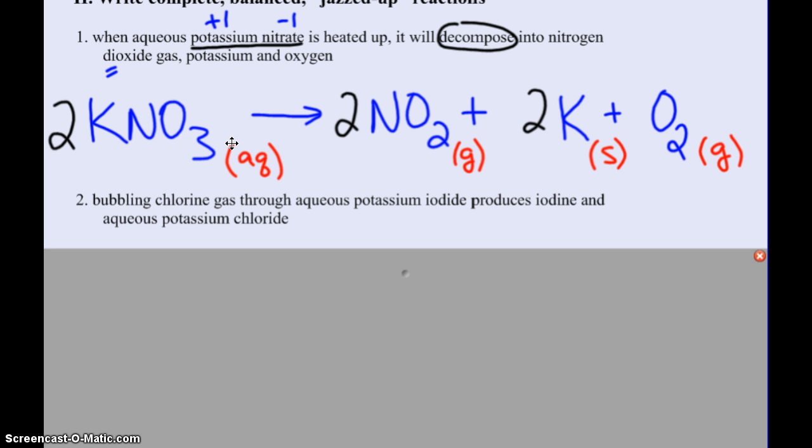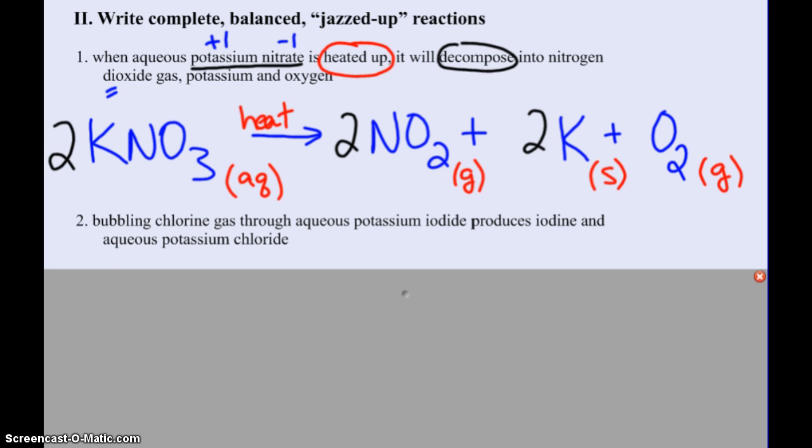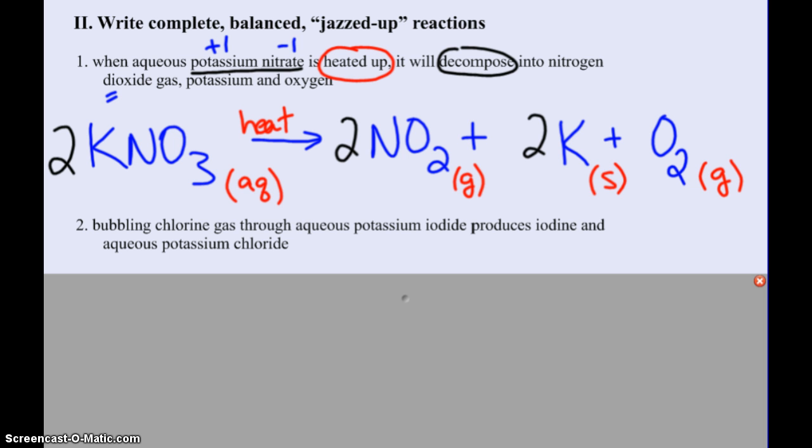Last thing is that it says the reaction is heated up, so above the arrow I can put the triangle or I write the word heat. And so there you have a complete, balanced, jazzed up reaction, including all of your symbols. And so you should be able to complete the rest of this worksheet with no problems.